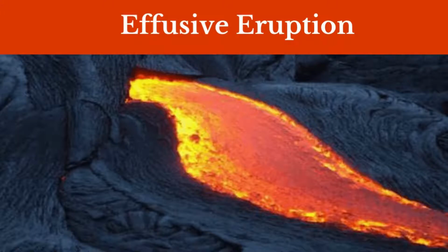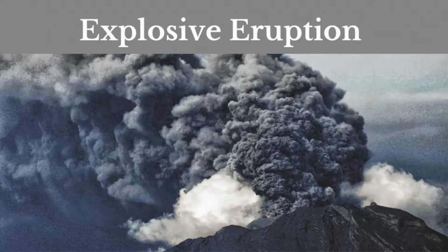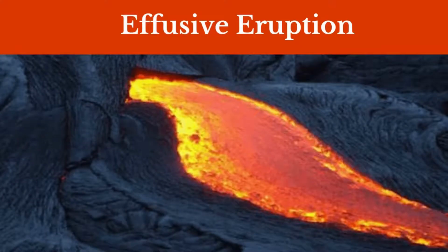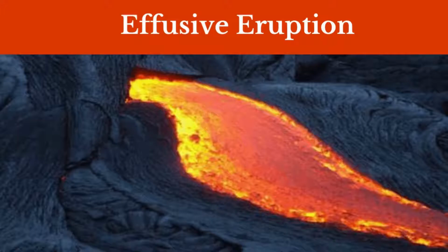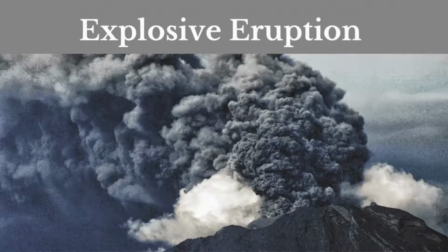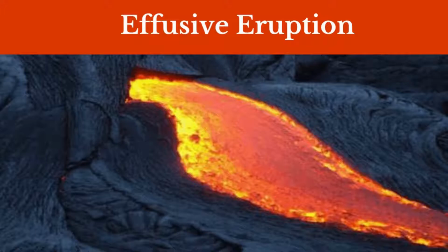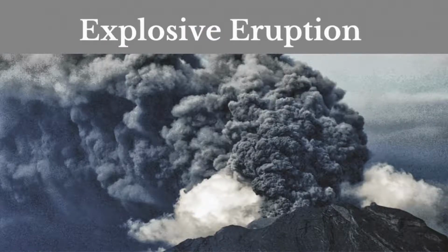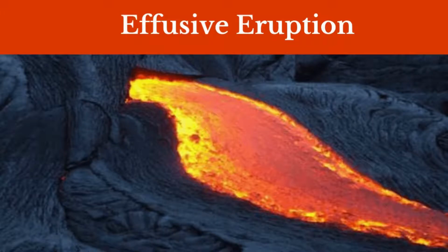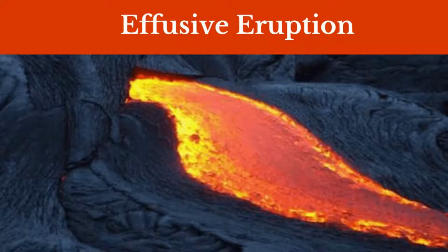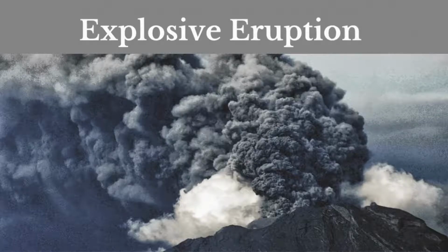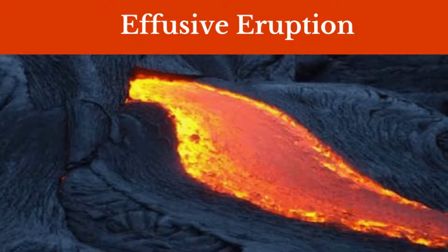Now, let us talk more about the types of eruptions. We can place volcanic eruptions under two broad categories. We can talk about effusive eruption and we can talk about explosive eruption. Effusive eruptions involve the outpouring of basaltic magma that is relatively low in viscosity and in gas content. It is a calm eruption.